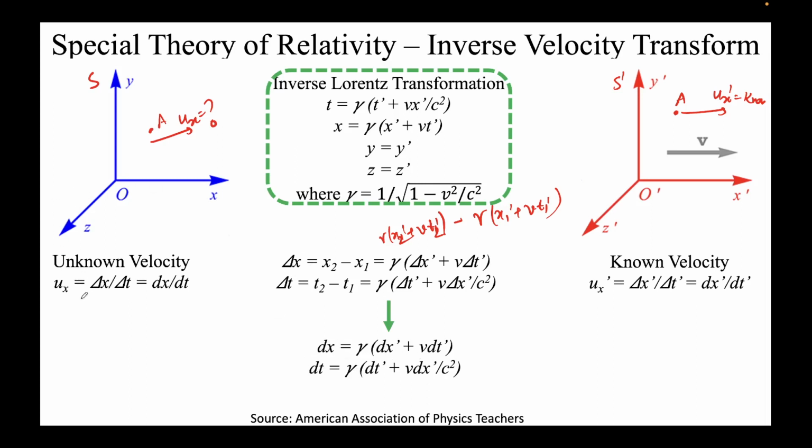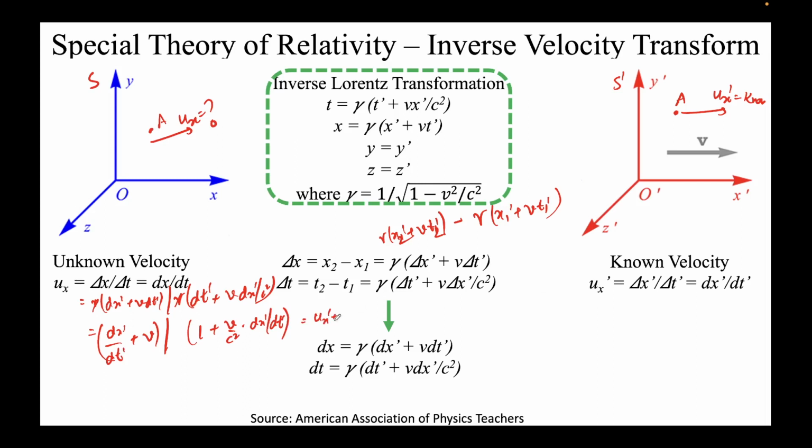Now I'll simply put this here. Ux is dx over dt, so I'll put this value here: gamma times (dx prime plus v dt prime) divided by gamma times (dt prime plus v dx prime over c square). Gamma gets cancelled. Again I take dt prime common from both, so the numerator becomes dx prime over dt prime plus v, divided by, with dt prime taken common in the denominator, 1 plus v by c square into dx prime over dt prime. Now dx prime by dt prime is nothing but ux prime, so this will be ux prime plus v in the numerator, and the denominator would be 1 plus v times ux prime over c square.